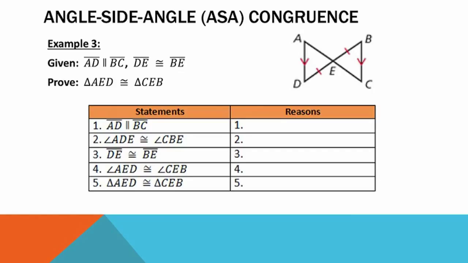To complete the statements about angle, side, angle congruence, the first step would be to look at what has been given to us. So for the statement AD is parallel to BC, that has been given to us. AD is parallel to BC. So that reason is given.